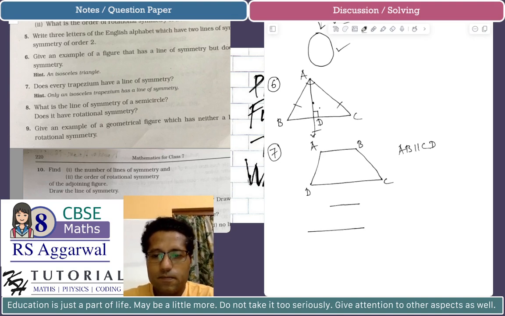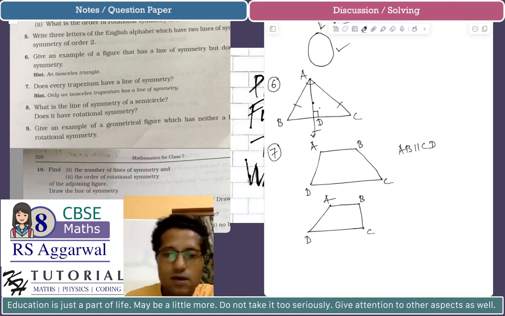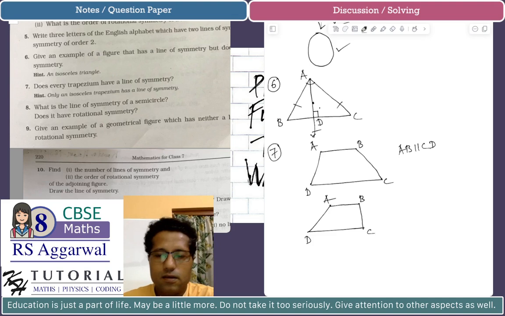Consider this trapezium ABCD. AB is parallel to CD, but definitely it has no line of symmetry. That is, you cannot draw any line where the trapezium ABCD will look identical on either side of that line.